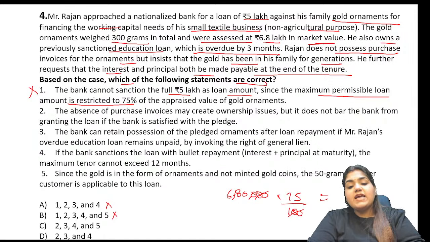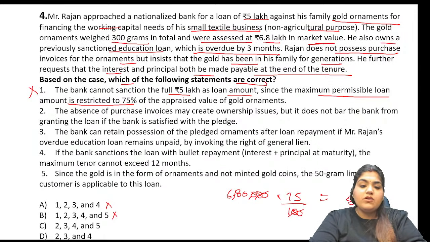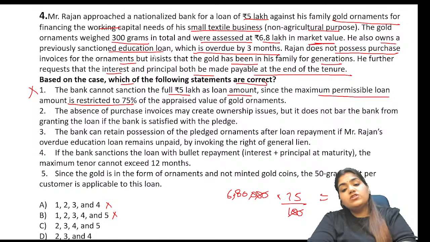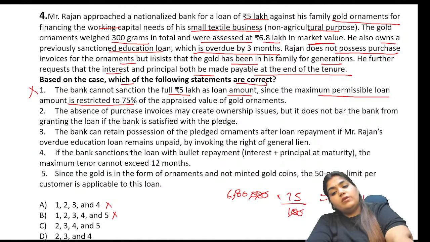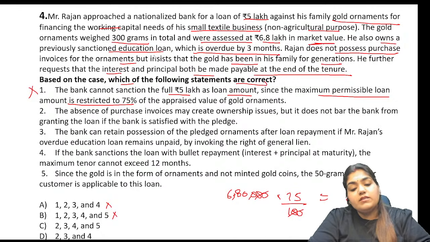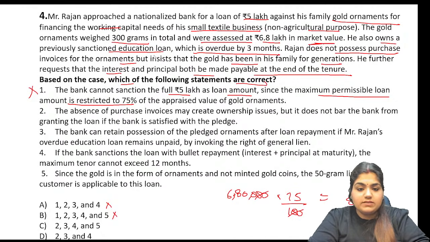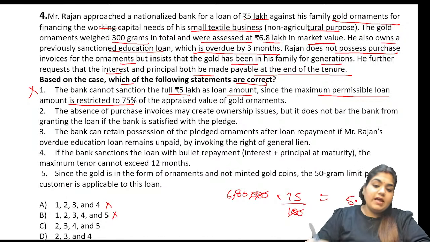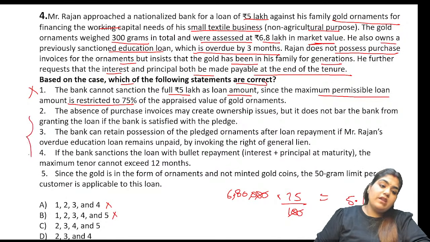Next, the banks can retain the gold even after closure of the gold loan if another loan is overdue, because this creates a general right of lien over the gold. Statement number 4 is correct because it is for the non-agriculture gold loan. Both principal and interest are due at maturity. The maximum tenure can be 12 months. Non-agriculture purpose, it can be 12 months. So 2, 3, 4 are correct.